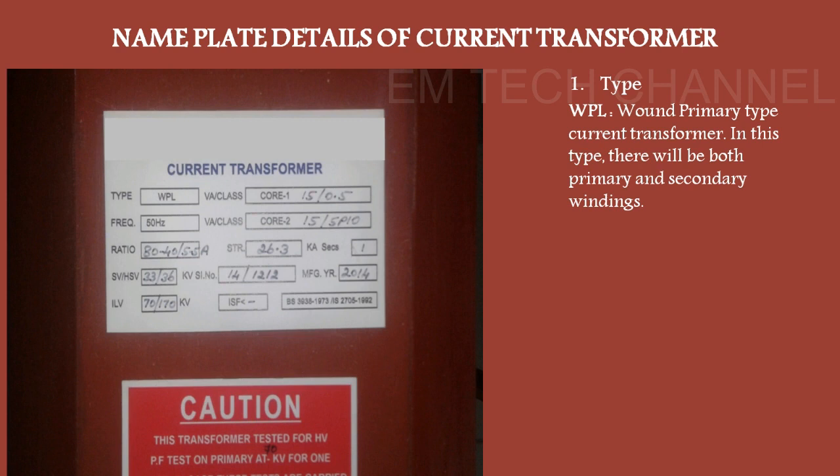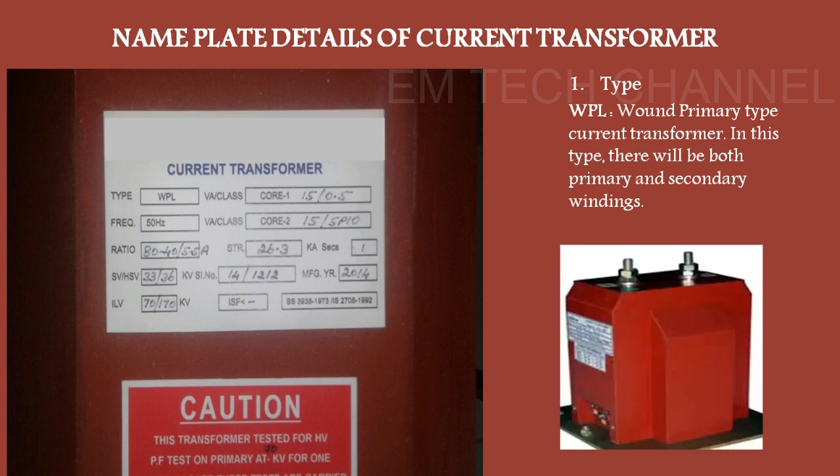This is an example of a wound primary type current transformer. You can see that it has both primary windings and secondary windings. The primary terminals are called P1 and P2, and the secondary terminals are called S1 and S2. The main line comes and is terminated at P1, and the output is taken from P2. Based on this, the current flowing in the primary winding makes the secondary generate its own current based on the CT ratio. This is the primary winding, and this is the secondary winding.